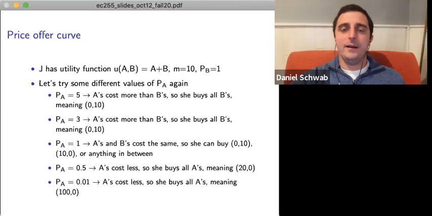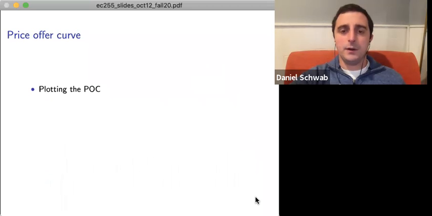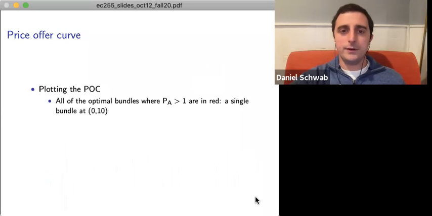Okay, so where we're at right now is we have this price offer curve, and we have a good sense of what is going on at all of the different prices, right? So we did high prices, we did low prices, we did prices equal to 1. And so we have a good sense of what's going on. And so what that means is, okay, great, it's time to plot this thing. And so that's what we're going to do here. So we want to plot the price offer curve.